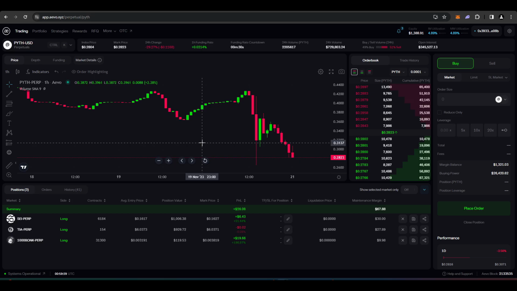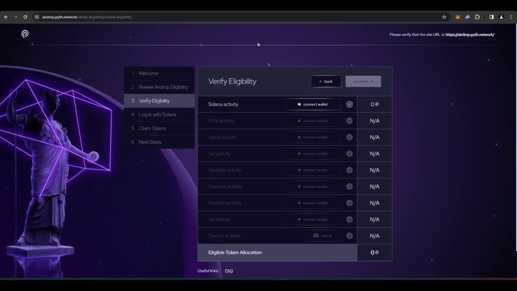Selling your airdrop before you actually receive it. What I mean by that is that you can use some perpetual futures dexes out there to actually sell your airdrop before you actually receive it. For example, we can take Pyth. Pyth set up this website where you could check your eligibility for how many Pyth tokens you were going to receive. And then they set out a date that they were going to release the tokens, which was the 20th of November at 2 p.m.